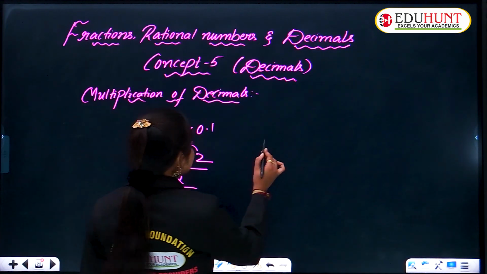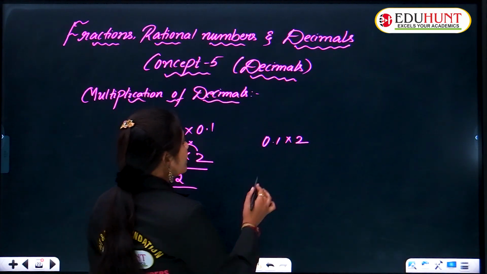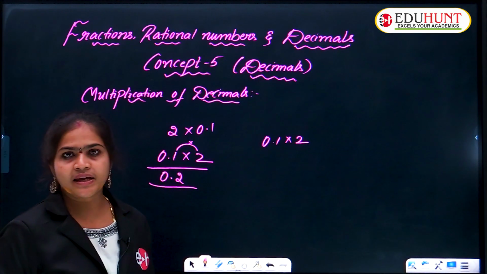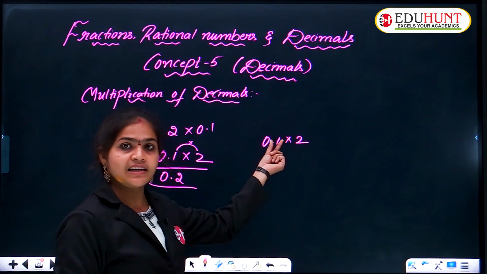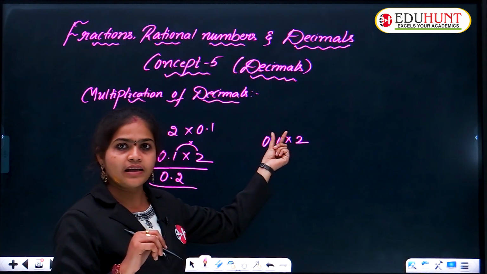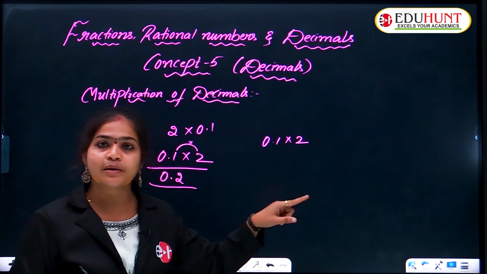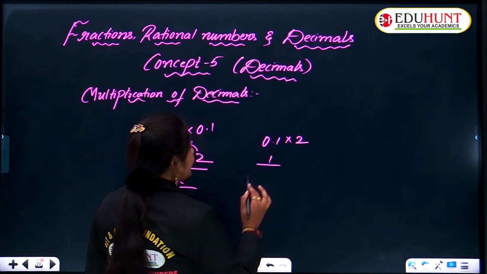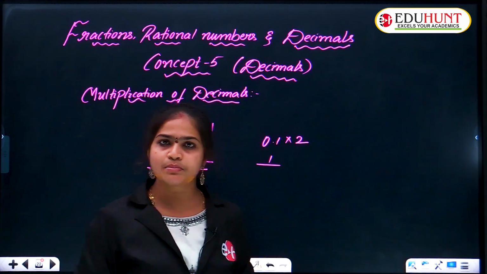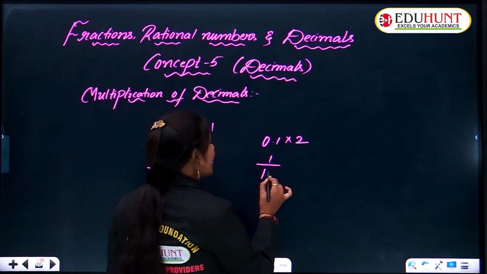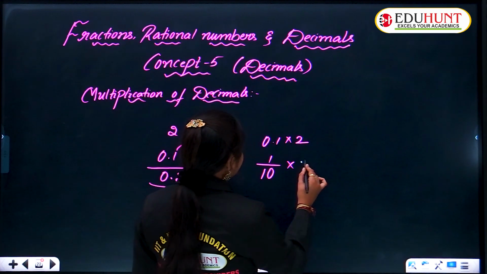The second method is 0.1 into 2. See here, 0.1 is a decimal number, right? How to convert it into a fraction? What are the digits here? 0, 1. Just remove the point, then what do you get? 01, which is nothing but 1. 1 by, after the decimal point how many decimal places are there? Only one decimal place. That's why which number do you write? That is 10. So 1 by 10 into 2.